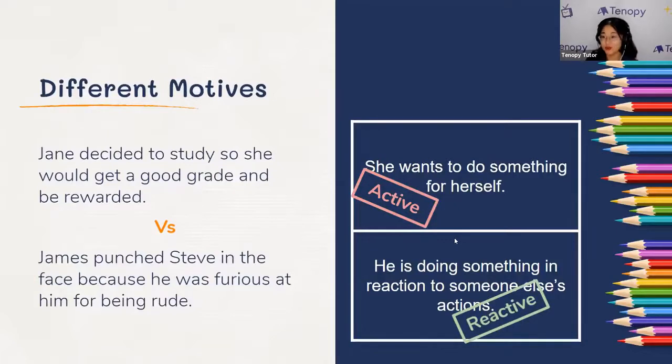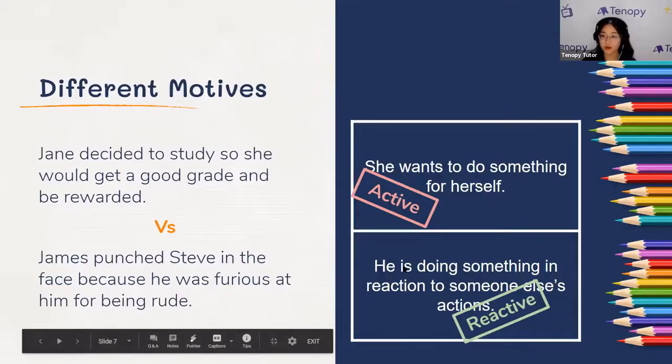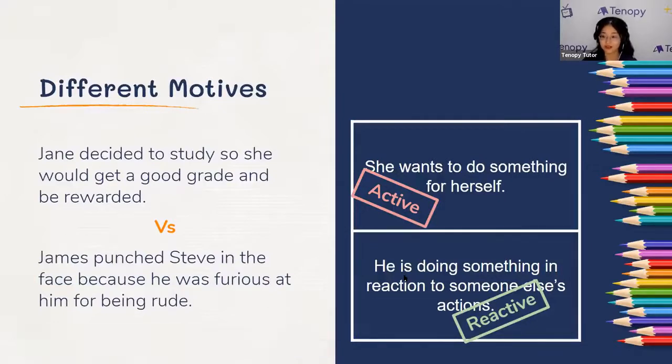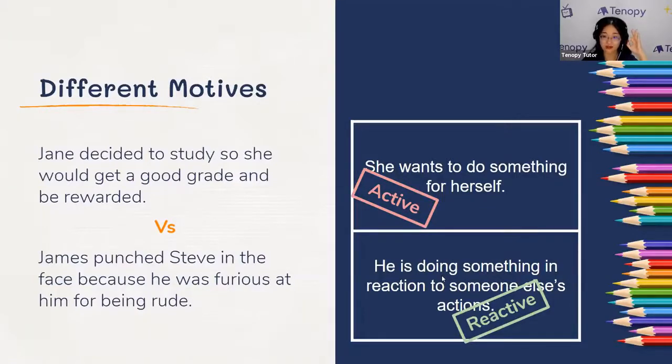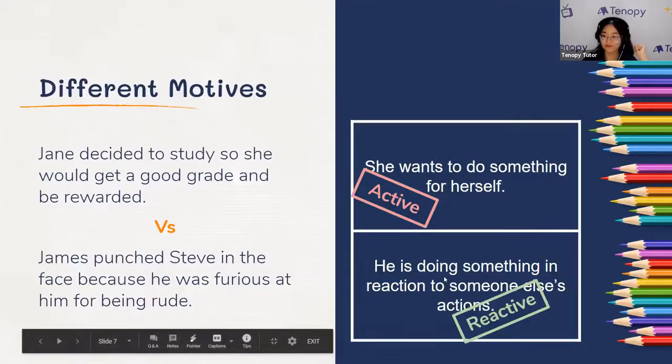James is reacting, so it's a reactive motive. He decided to do this because someone else did something to him. So active and reactive. These are two common ways we classify motives. We classify reasons of why our characters act. Does it make sense? Do you know the difference? Are you clear with the difference between active and reactive? If yes, please type yes in the chat so we can move on to the next exercise. Yes or no? Does that make sense?